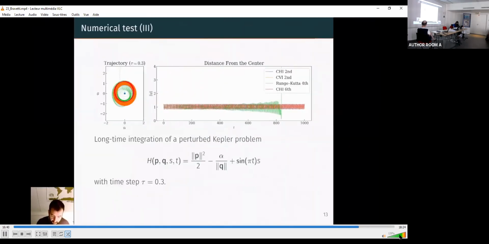But this contact integrator, second order or sixth order, stays there without any issue for a long time. You can go up to 300,000 and you wouldn't see any difference. And in fact, you see here, the main difference between the second order and the sixth order is that the sixth order has nice conservation also of the momentum, while the second order includes a precession, which is also what you expect, and what happens even when you look at the Kepler problem from the point of view of a symplectic integrator.